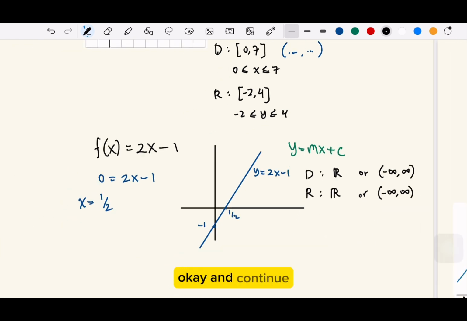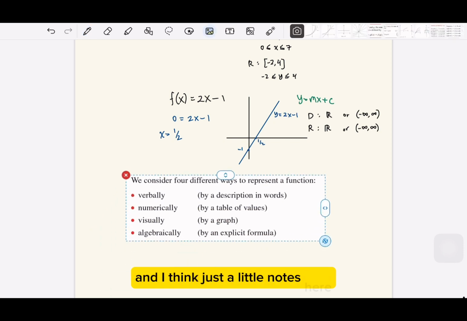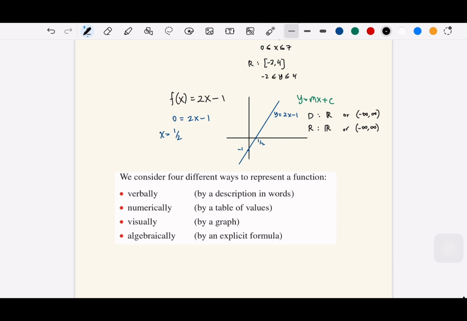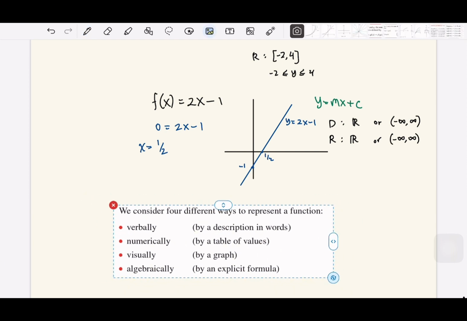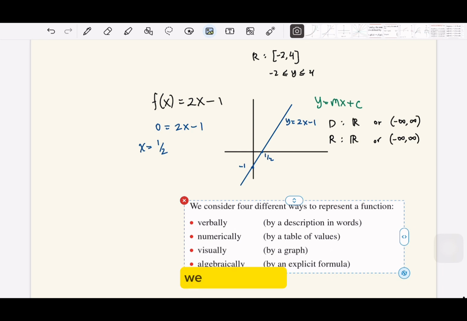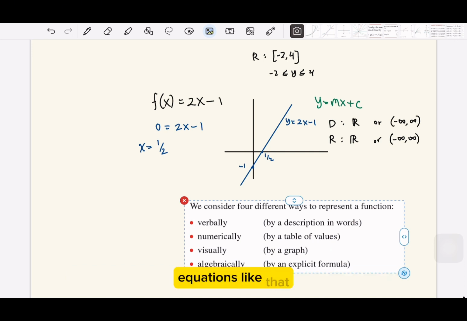Okay, let me continue. I think just a little note here: we can consider 4 different ways to represent a function. We can represent it with equations, which means algebraically we have the explicit formula, and we can sketch the graph, and the graph itself we can describe as a visual.